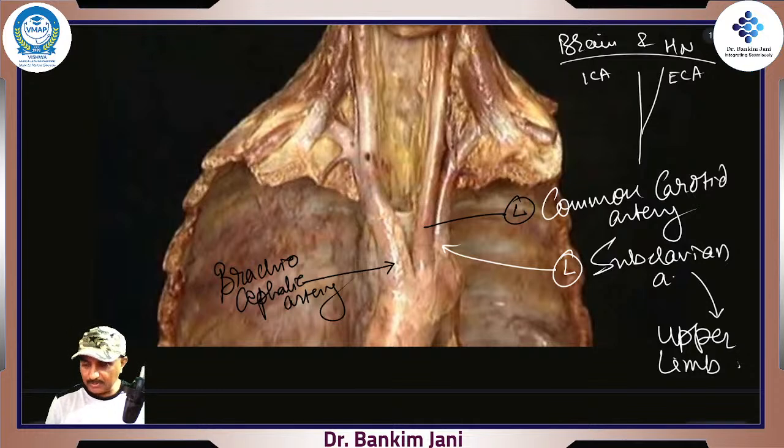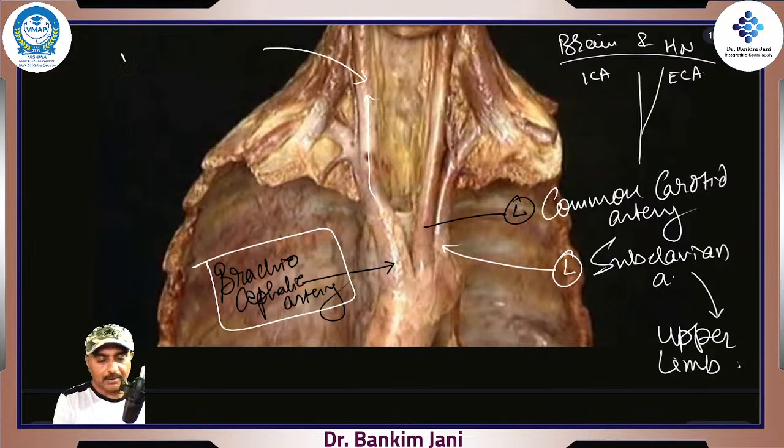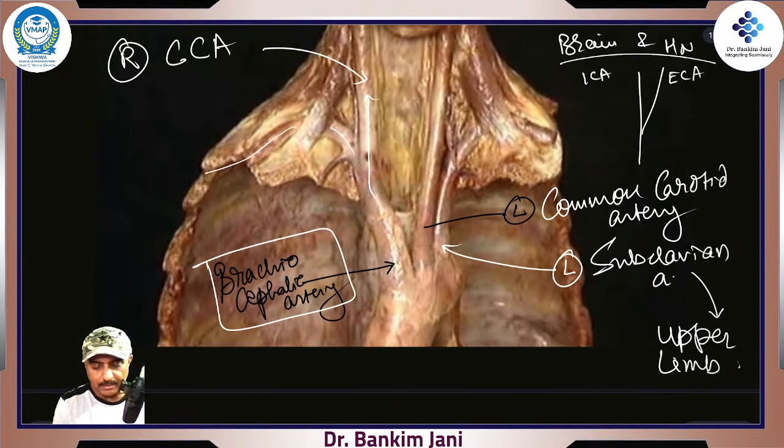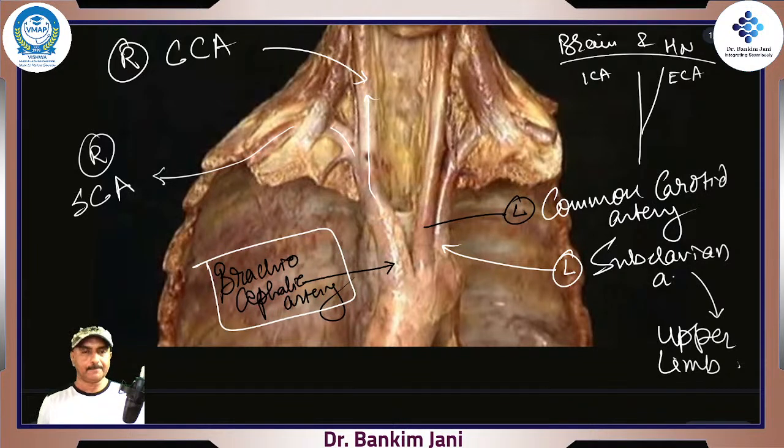When it comes to the right side, this brachiocephalic artery divides into two. So this is one, and that one is the right common carotid artery, and then this one is the right subclavian artery. So far, so good.